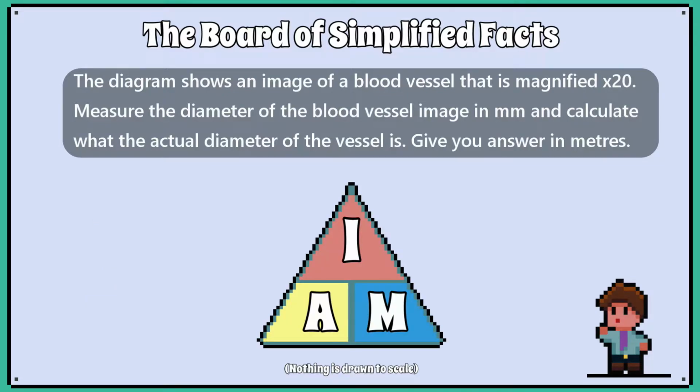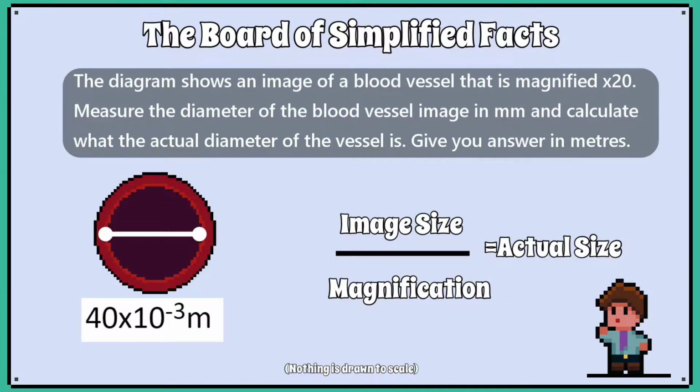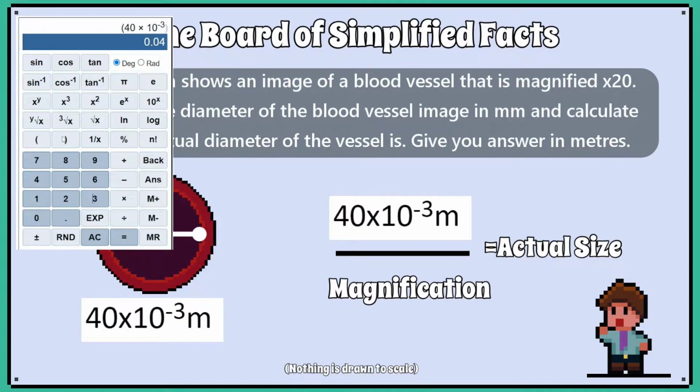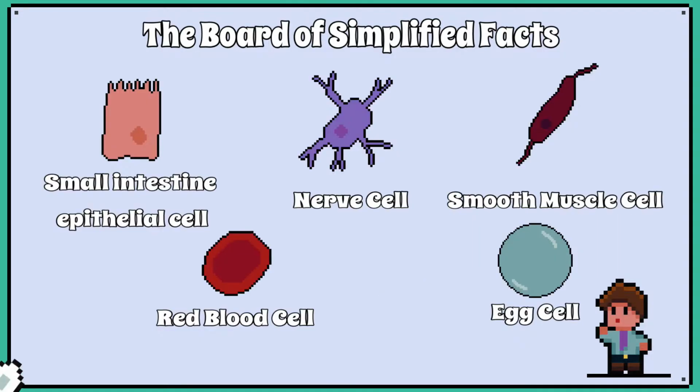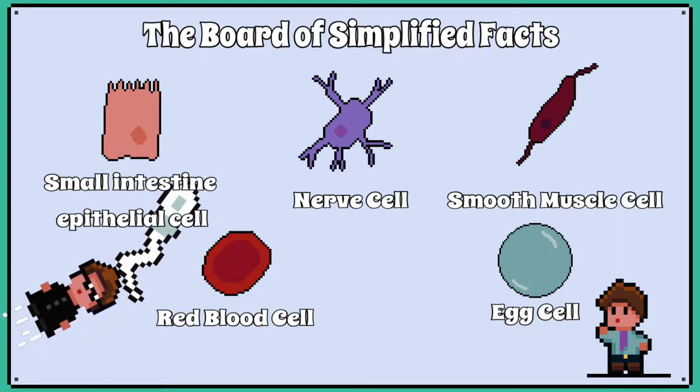Now, using the equation triangle, I need to cover the actual size, so the A, and this leaves me with I over M, so image size divided by magnification. So 40 times 10 to the negative 3 divided by 20, which is 2 times 10 to the negative 3 meters. This can also be written as 0.002 meters.